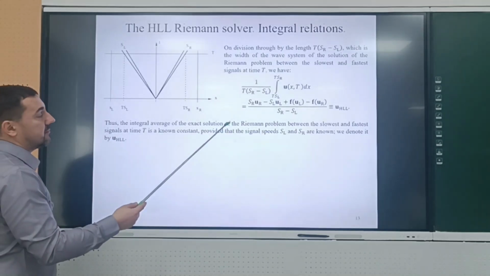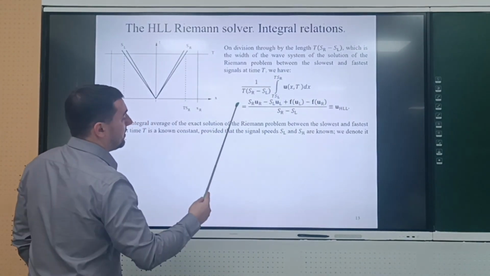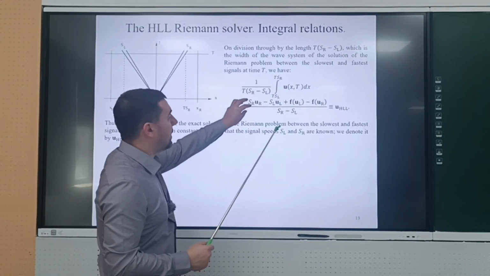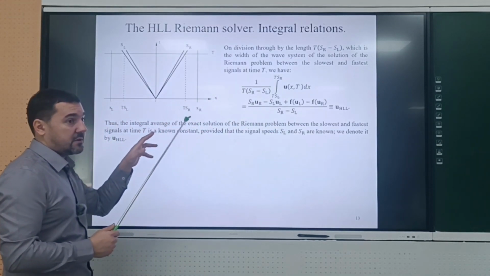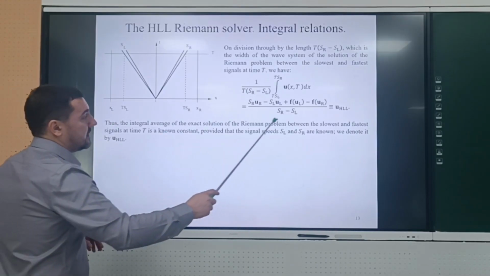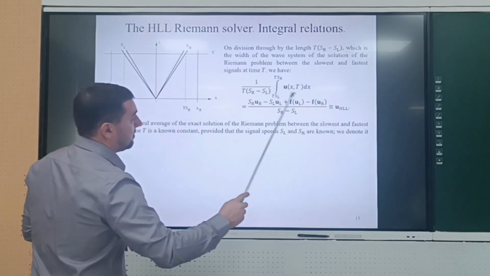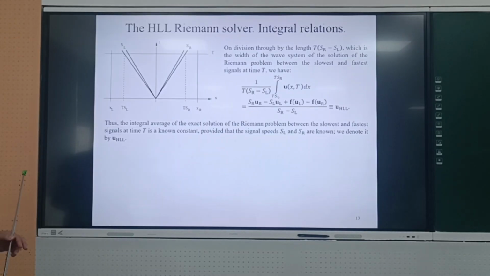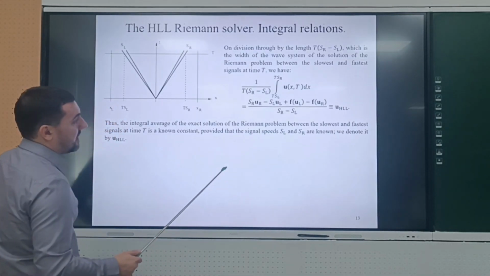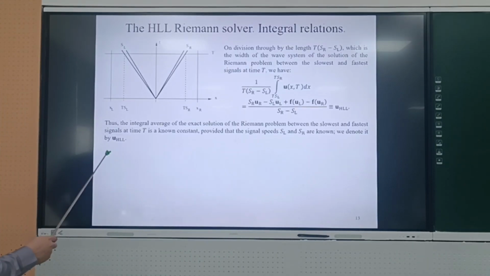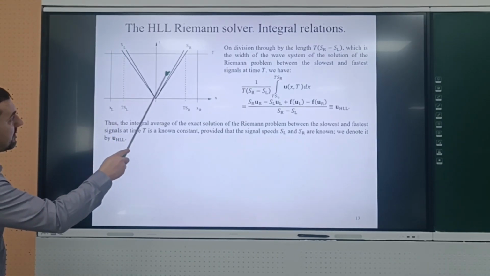And so it's a constant because all these parameters are constant. We believe that. Once again, we do not know at the moment what SR and SL mean, but we consider these parameters to be constant. And that is why this U_HLL is some constant, provided that the signal speeds SL and SR are known, and we denote it U_HLL. So it's the constant parameters here.